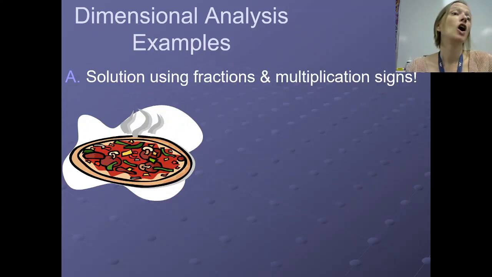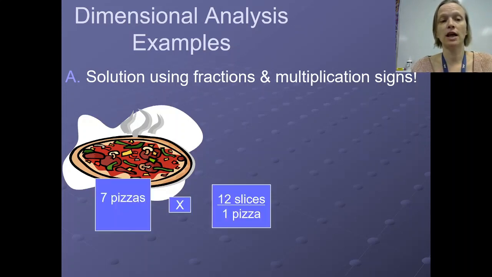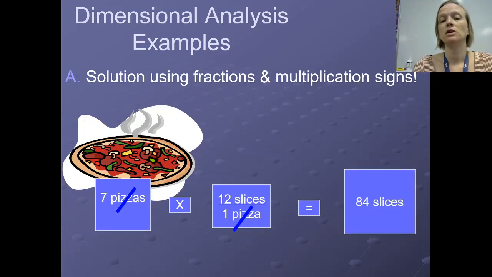Okay. You don't have to use the train tracks method. You can use fractions and multiplication signs. So that just looks like this. It's 7 times 12 slices, 7 pizzas times 12 slices divided by 1 pizza. The pizza still cancels out, and you still end up with 84 slices as your answer.